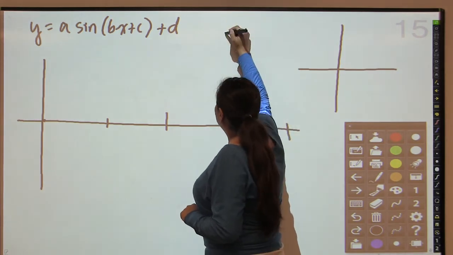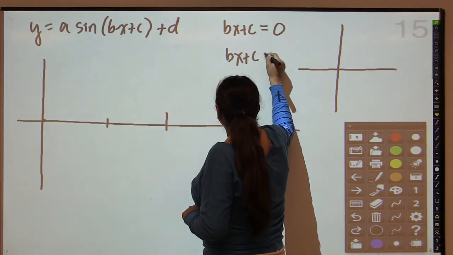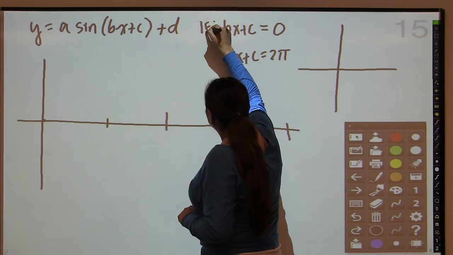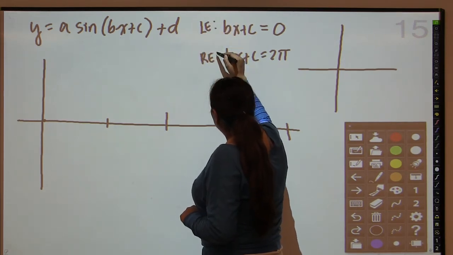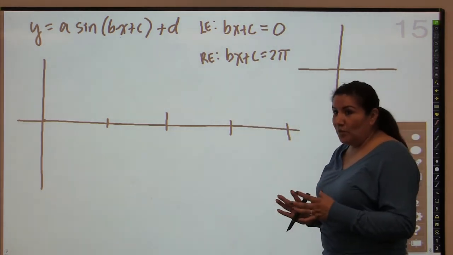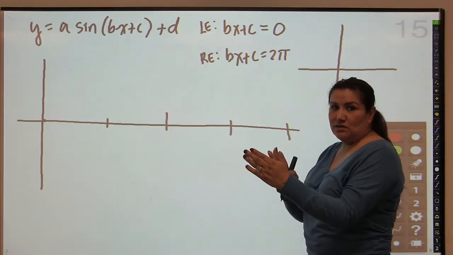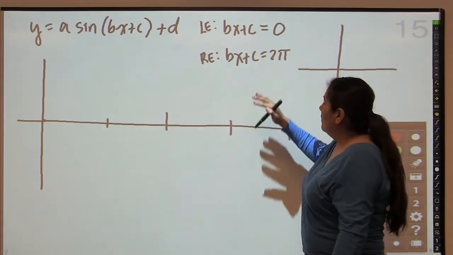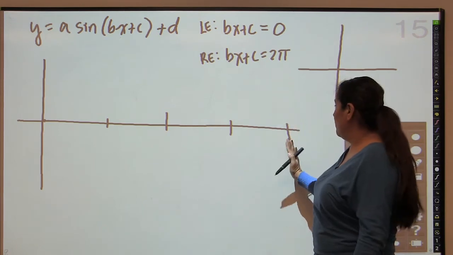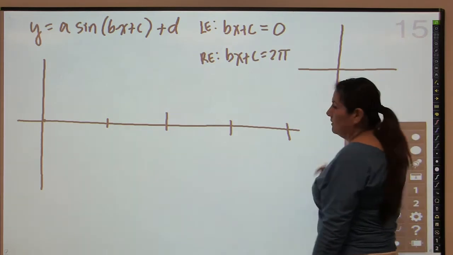Okay? So Bx plus C equals 0. Bx plus C equals 2 pi. This is your left endpoint. This is your right endpoint. Why? Because the standard left endpoint is 0. So you're trying to equate it always to the original, which is 0. The 2 pi, I guess you can figure that out now, right? It is always the standard right endpoint. It's always from 0 to 2 pi.